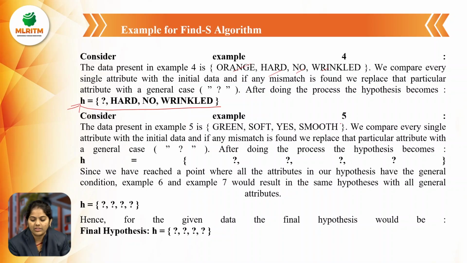So when it is compared with the fifth example, the final output will be question mark, question mark, question mark, question mark. So this is how we got our final hypothesis with the help of the find-S algorithm. And since we have reached a point where all the attributes in our hypothesis have the general condition, examples 6 and 7 would result in the same hypothesis, all the general attributes. So this is how we'll compare each and every example, and we'll only take positive examples for this find-S algorithm. So this is all about it, and this will be the final hypothesis for this data set.